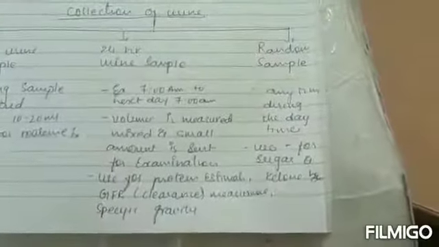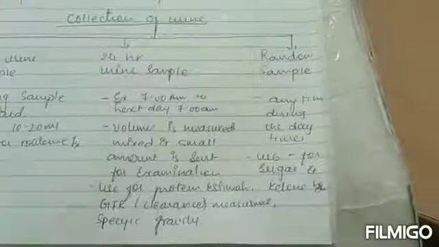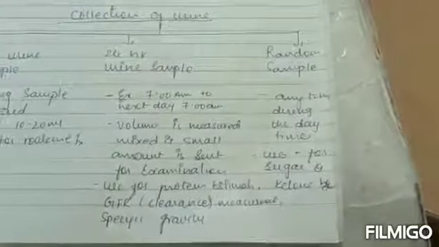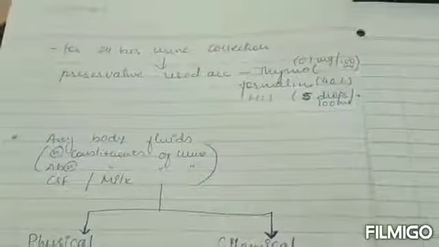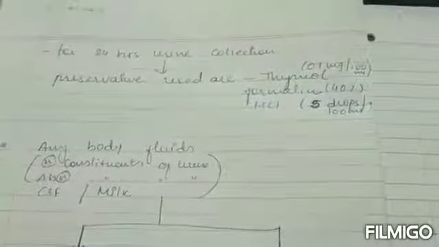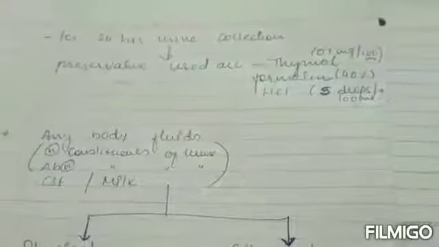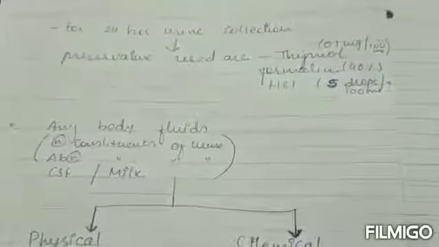And the last one is the random sample. This sample is taken any time during the daytime and is used for sugar and ketone body estimation. For 24-hour urine collection, preservatives which are used are thymol, formalin and HCl. Thymol is required 0.1 mg for 100 ml of urine sample, formalin 40% is required and HCl is 5 drops per 100 ml of urine sample.